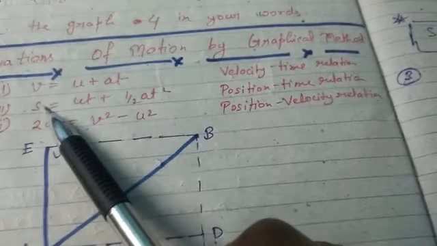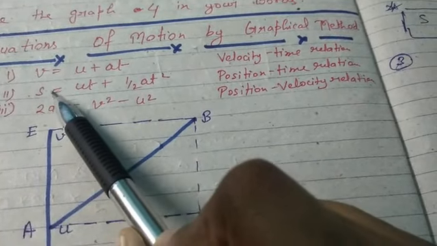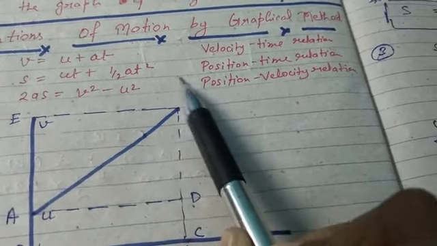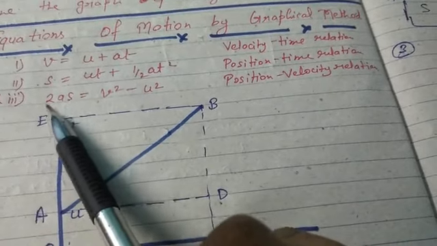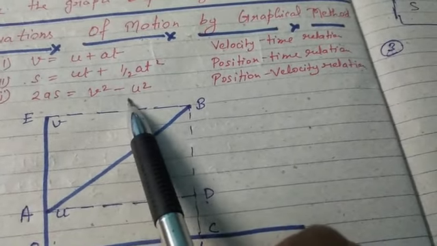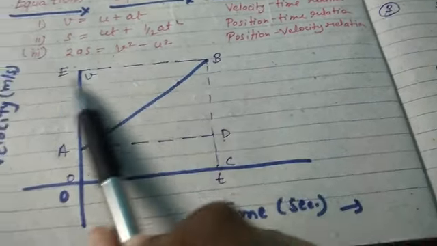The second equation is s equals ut plus half at square, where s represents displacement, and this equation represents the position time relation. And the third one is 2as equals v square minus u square. We have to prove all three equations with the help of a graph.